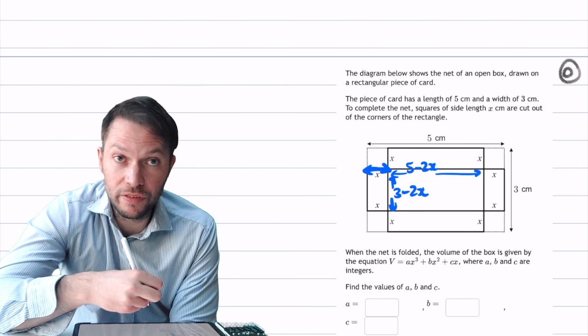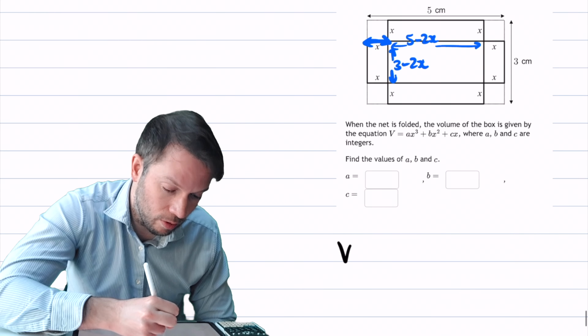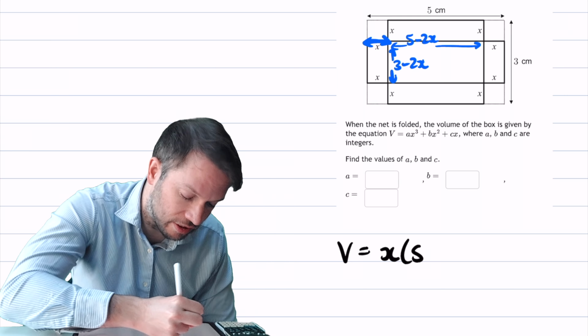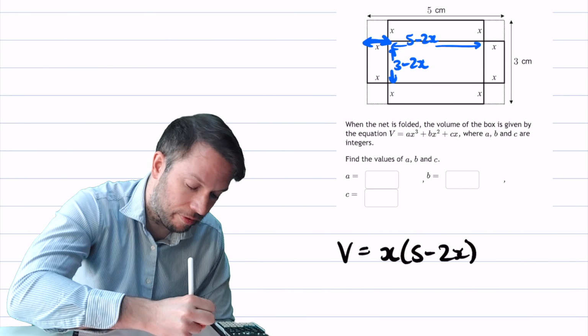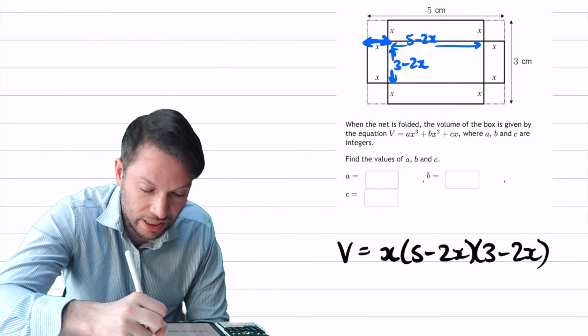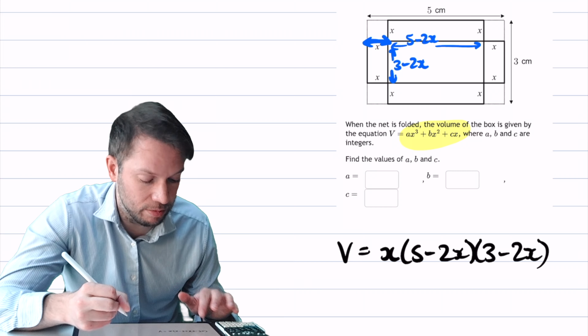So now we've got the dimensions of our cuboid. We just need to multiply them together to get the volume. So the volume would be x multiplied by 5 minus 2x multiplied by 3 minus 2x. And now we just need to multiply out these brackets to get an expression like this here, which is going to be a cubic because there's an x cubed term.